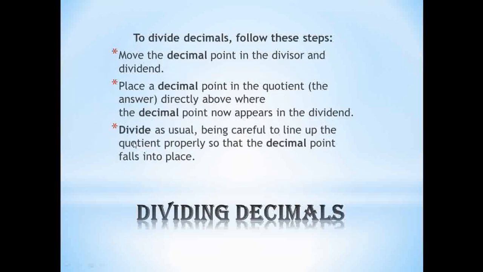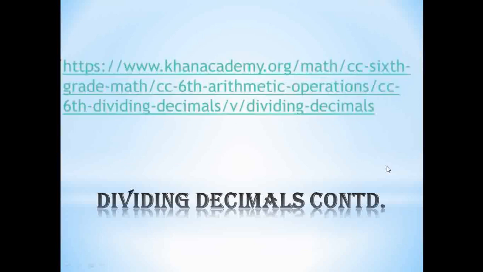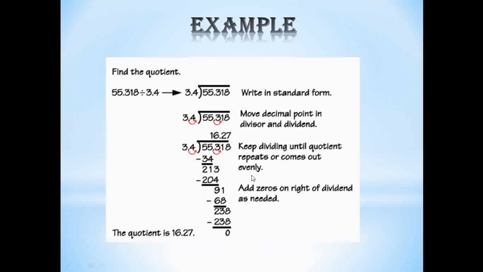Alright, then you divide as usual, and make sure that you line up the quotient properly so that the decimal point falls exactly where it should. And again, we have a video that you can watch just to remind you exactly what to do. Alright, so we have this example here. I am to divide 55.318 by 3.4. So this would be my divisor, and this would be my dividend. So I set it up right here. That's how my problem would normally look.